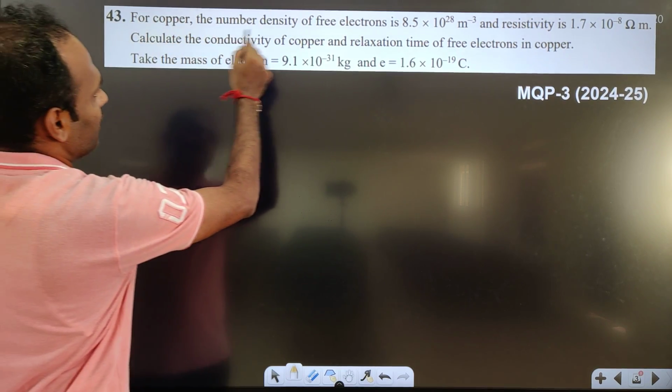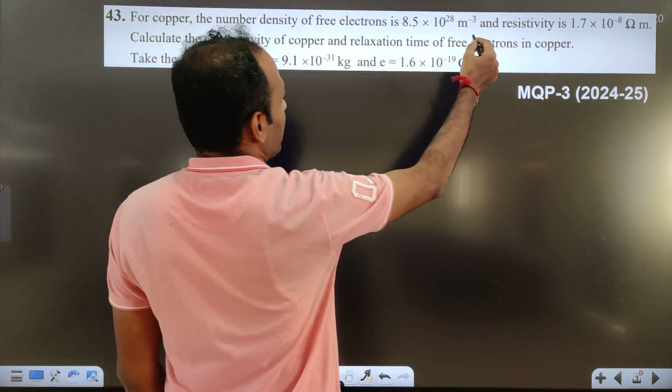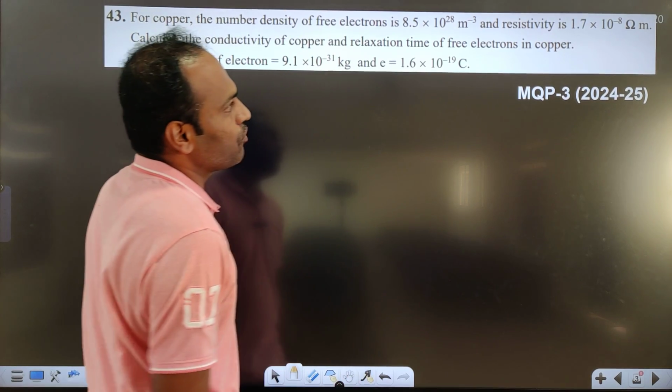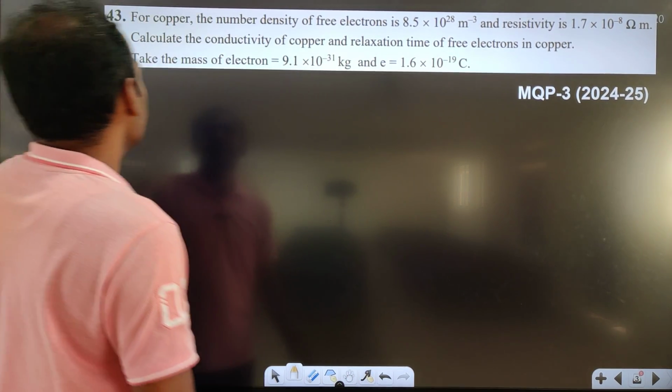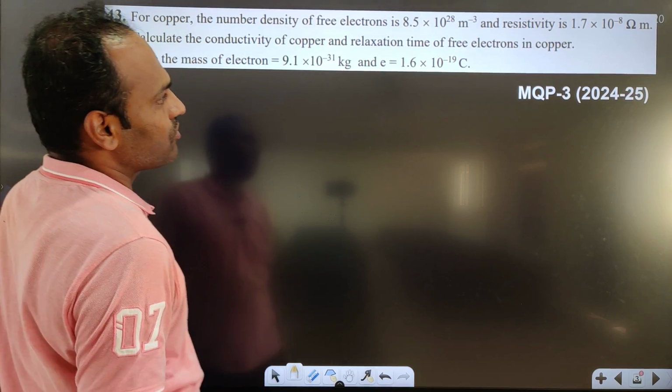For copper, the number density of free electrons is 8.5 into 10 to the power 28 per meter cube, and resistivity is 1.7 into 10 to the power minus 8 ohm meter. Calculate the conductivity of copper and relaxation time of free electrons in copper.